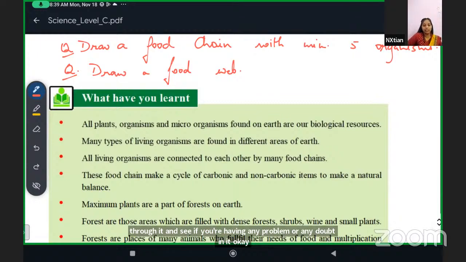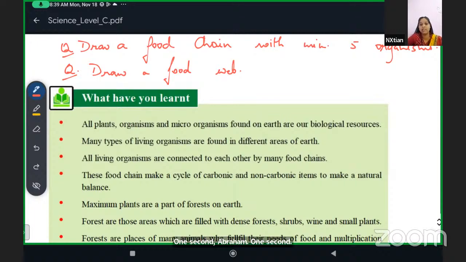Simeon and Naya, have you all done with the food chain and food web? Still doing, ma'am. Just give me a minute. Okay. All right. Ma'am, I cannot find the results in the group. One second, Abraham. Okay, I can see. Is it the food web? Yes, I can see your food chain. Simeon, I can see the food web. Now, can you tell us about it?